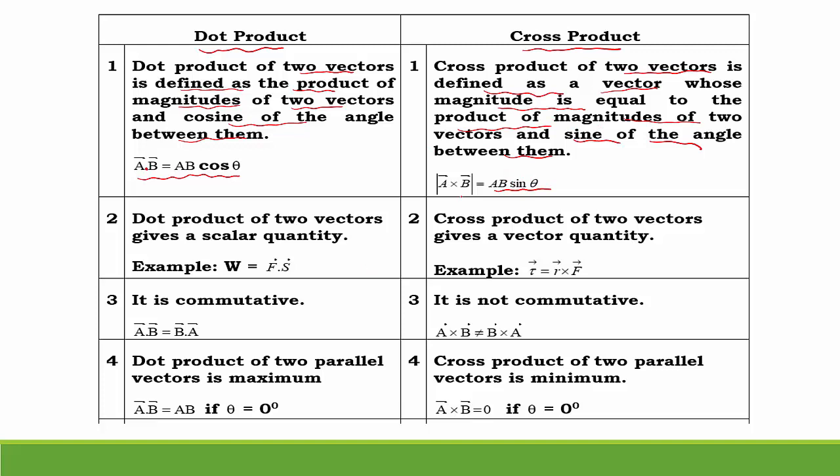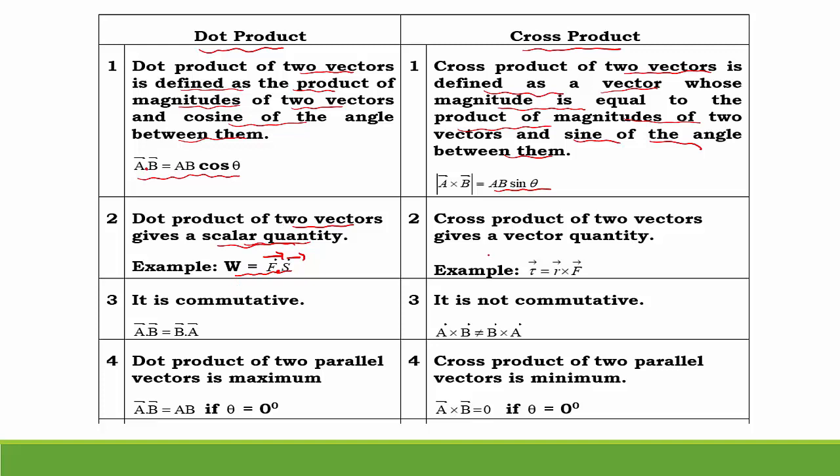Come to the second difference. Dot product of two vectors gives a scalar quantity. When we multiply two vectors, if the result is a scalar quantity, then we call it a dot product. Example, work is given by force into displacement, that is F dot S. When we multiply force and displacement, the result is work, which has only magnitude, no direction. So this is a scalar product.